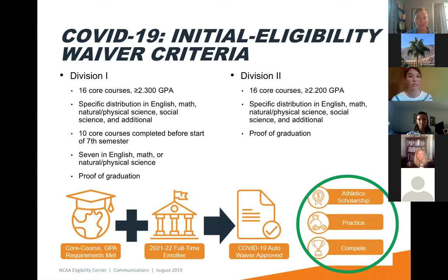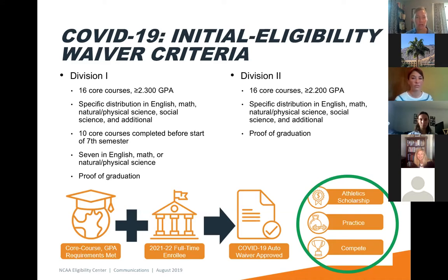I mentioned several slides ago that Division I and Division II have their own sets of requirements. They're pretty similar, but slightly different in terms of what students need to complete to be academically eligible. This waiver criteria, in terms of the core courses and the GPA and how it's broken down, is the regular criteria. The only difference is that there's no mention on the slide of SAT or ACT scores. So that is the waiver component.